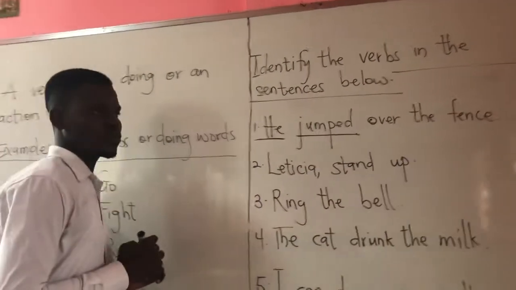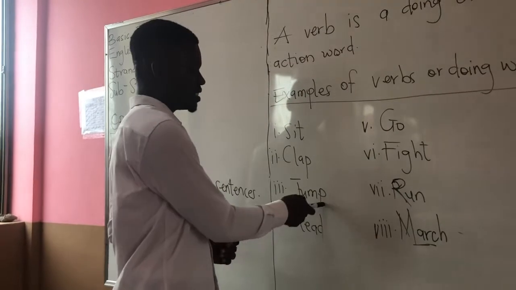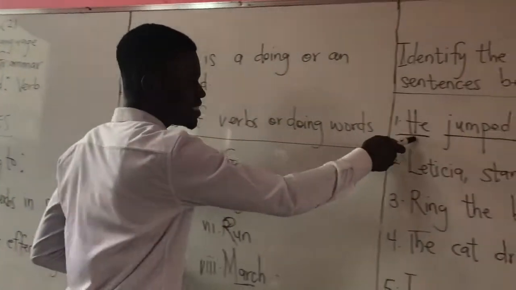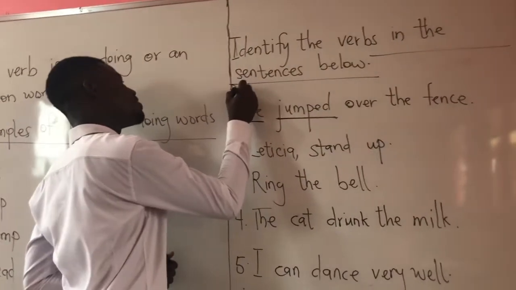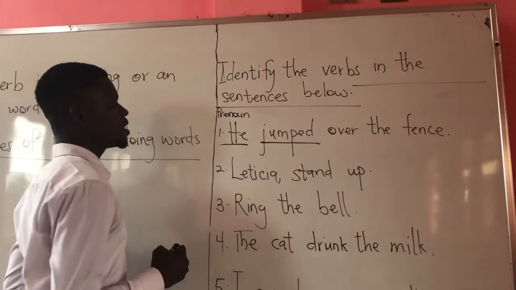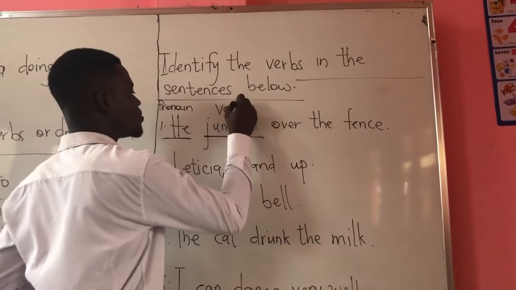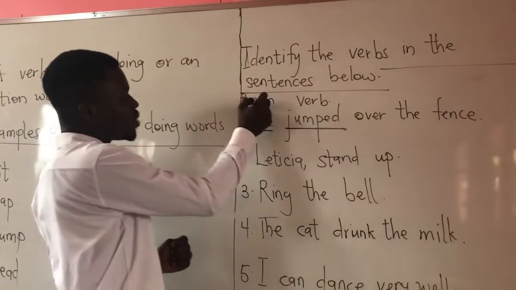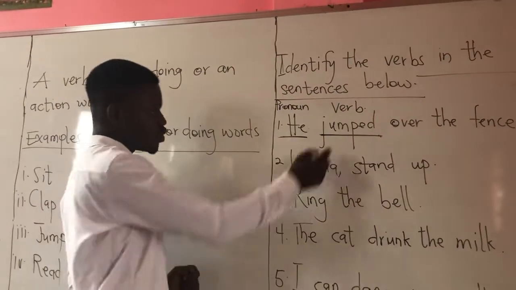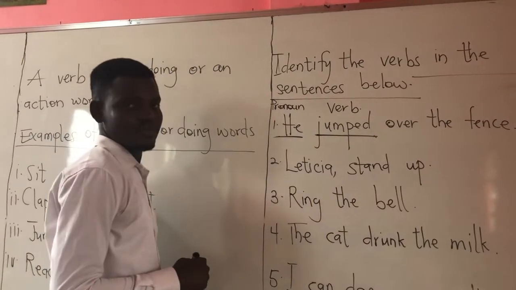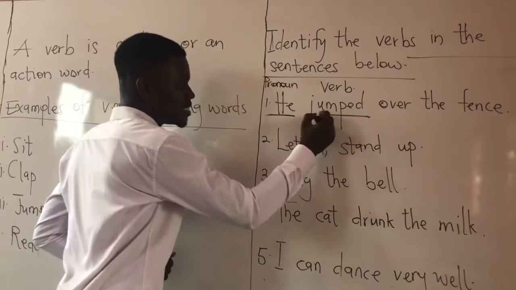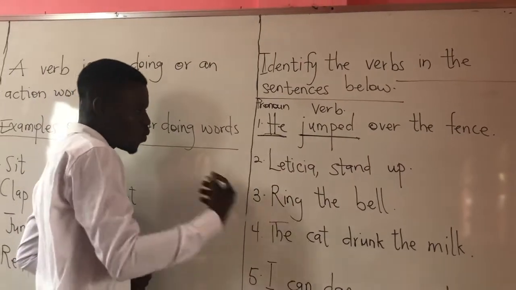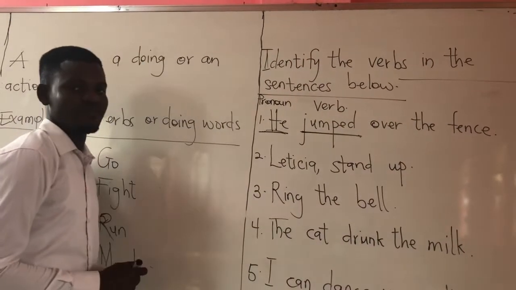Jump here is a verb. So what did the person do? The person jumped. Here, he is a pronoun, and jump is the verb. So jump is telling you what the pronoun did. So the verb here is jump. I hope you understand. The jump is what he did. What did he do? He jumped over the fence.